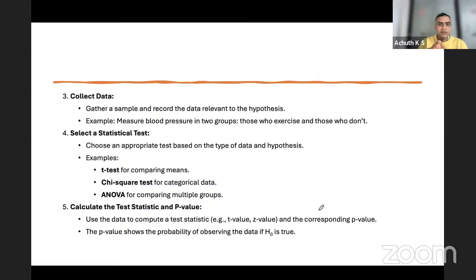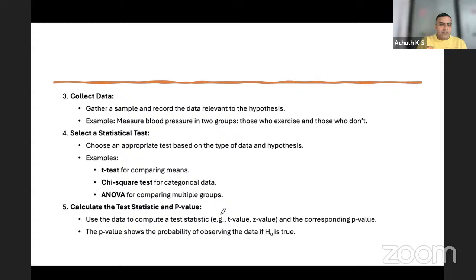Then you collect the data, measure the blood groups, then select the statistical test which is required. It could be a t-test comparing means, chi-square for categorical data, and ANOVA if you are doing measures multiple times. If you are taking a blood pressure reading on day 1, then you give the drug, then you take the blood pressure the day after, again after 3 days, again after 5 days. If you want to test the multiple readings of day 1, 2, 3, 4, then you will apply ANOVA. It is called analysis of variance.